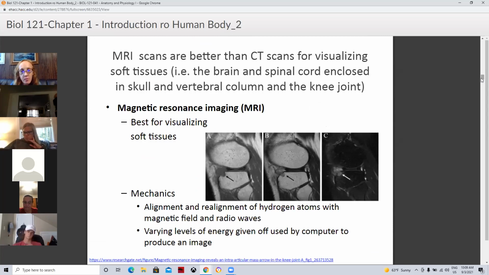MRIs are better than CT scans for visualizing softer tissues, like the brain and the spinal cord that's enclosed within the skull and the vertebral column, and the knee joint. MRI stands for magnetic resonance imaging. The mechanics involve alignment and realignment of hydrogen atoms within a magnetic field. During this imaging, you induce a magnetic field which aligns the hydrogen atoms.